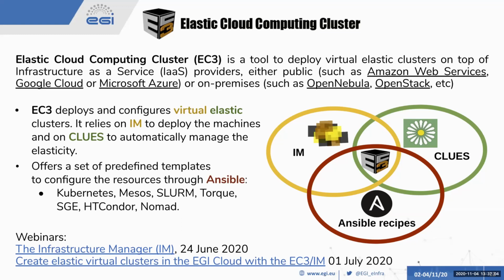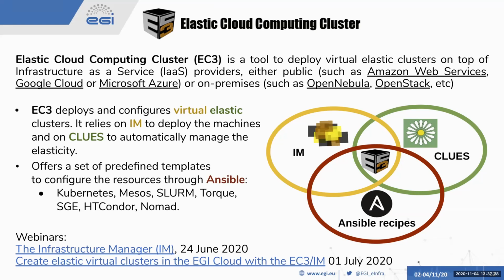So yesterday, for example, in the data workshop, there was the report from Ophidia. Ophidia basically created an Ansible recipe to deploy an Ophidia cluster with EC3 on the EGI Fed Cloud infrastructure. Also in this case, EGI already organized two interesting webinars to introduce the Infrastructure Manager and the Elastic Cloud Computing clusters. If you are interested, you can have a look at the material available online.